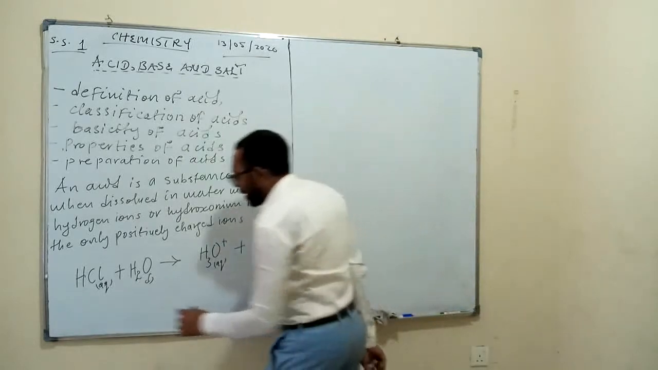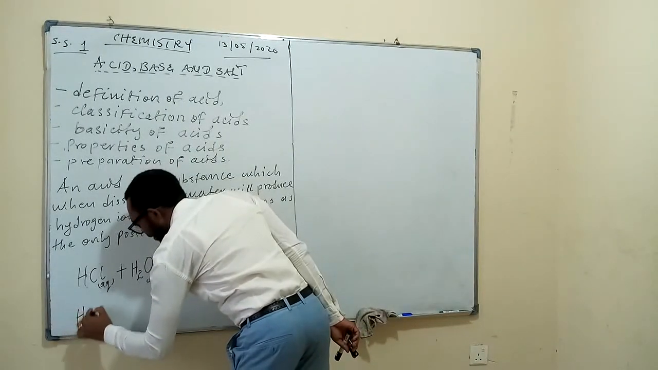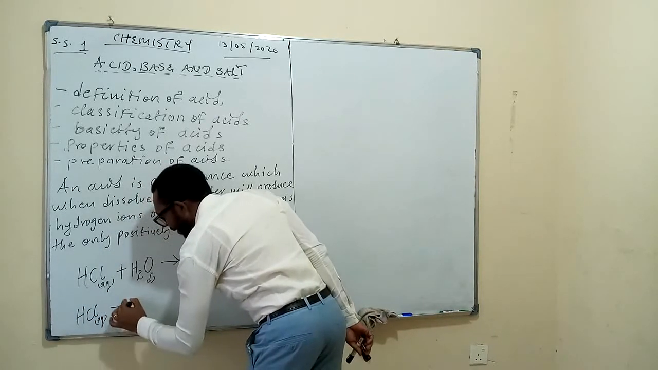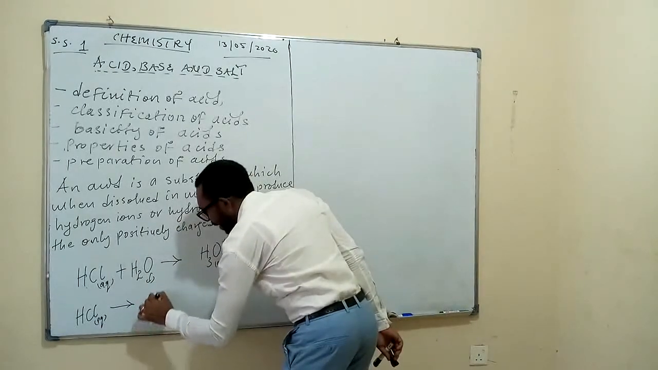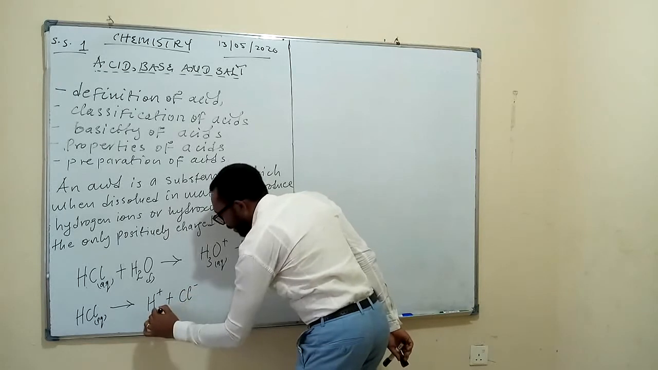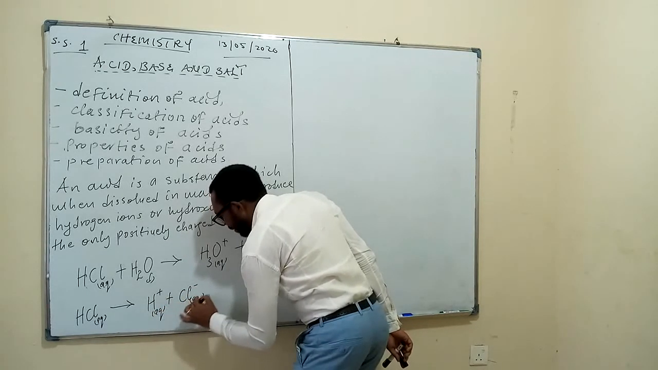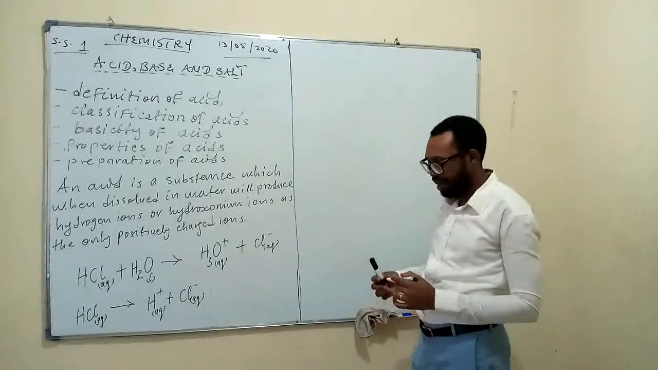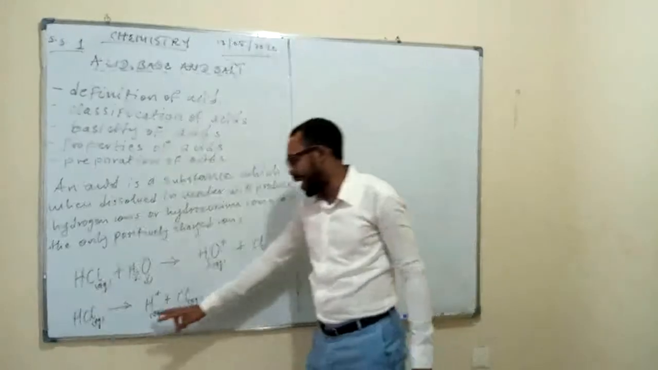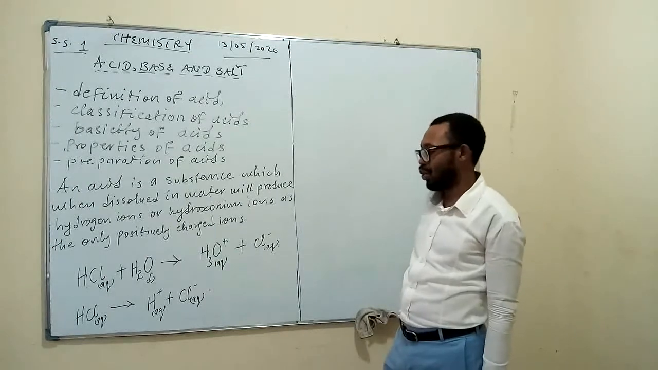Or better still, if this acid ionizes in water, if you have HCl in aqueous state, if it ionizes in water, it will produce H plus and Cl minus. This is in aqueous solution. This is also in aqueous solution. So that could be termed an acid for the fact that it produces hydrogen ion or hydronium ion in solution.